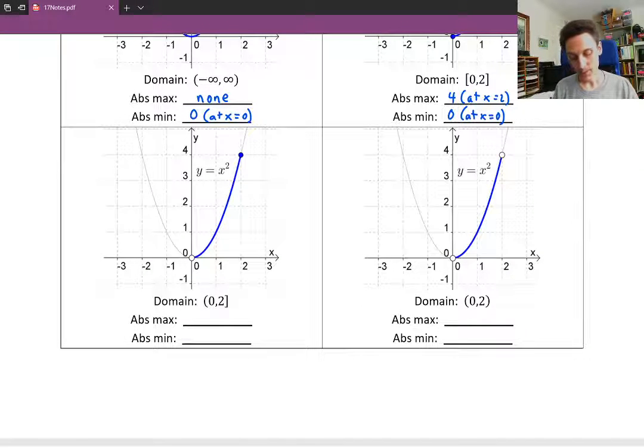Now we're changing the domain to 0 to 2, not including 0, but including x equals 2. What's the absolute max here? If you said 4, then that's correct. And the absolute min? If you said none, that would be correct. There would be an absolute minimum value of 0, but it's not there.